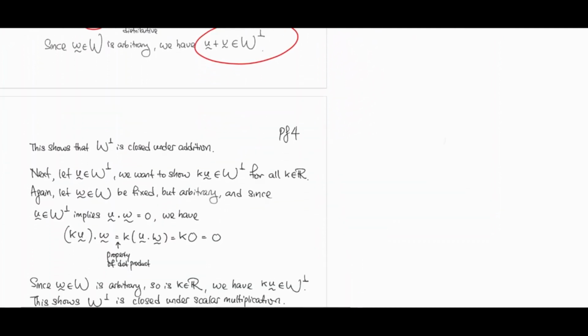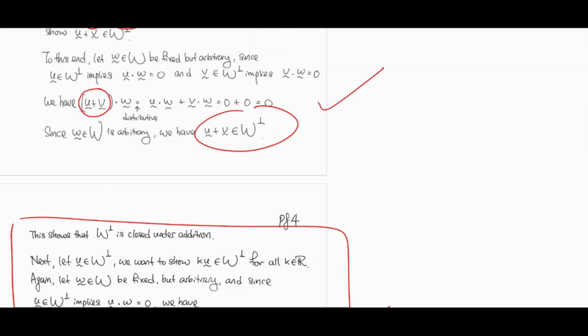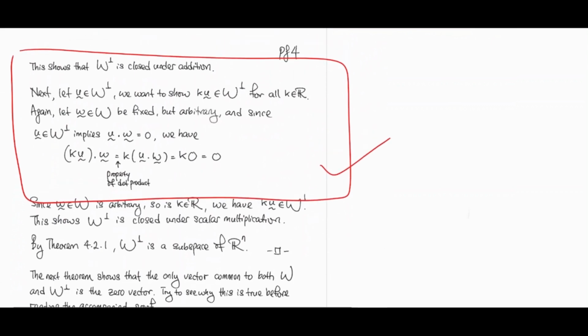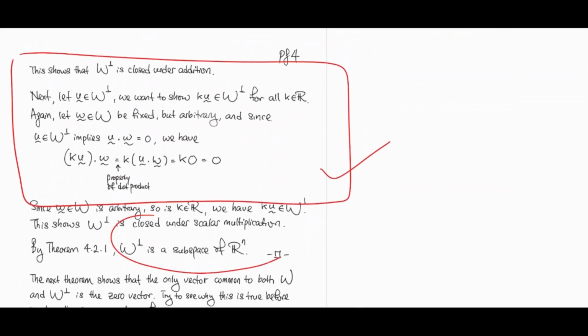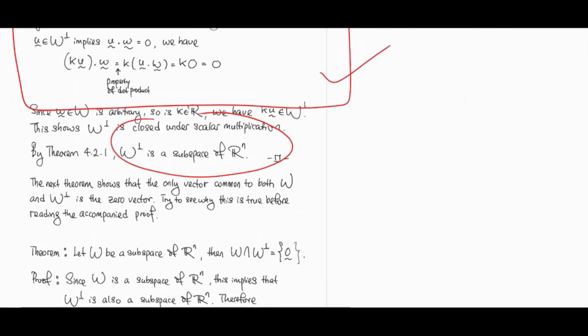So closure under scalar multiplication is not something that is very difficult to do, and you can see this is how you do it. And therefore, because W perp is closed under addition and closed under scalar multiplication, W perp is a subspace of Rn. All right, not very difficult, and it's a good time to review that particular technique.